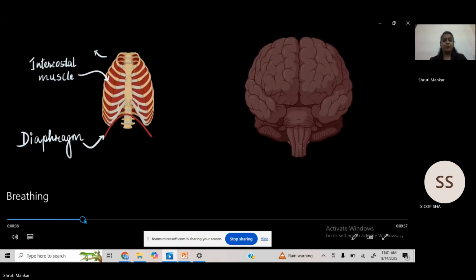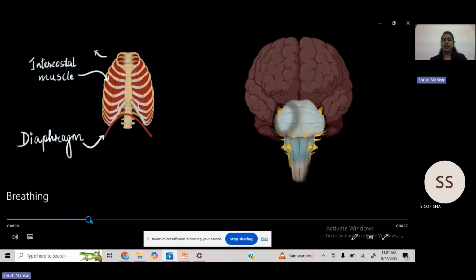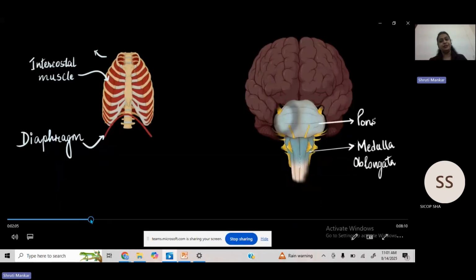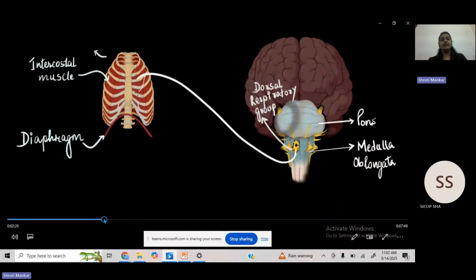So, if you can see here in the image, the highlighted part is your pons and the medulla. Now, there is a group of neurons located in the medulla oblongata known as the dorsal respiratory group neurons. Okay? These neurons send impulses to the intercostals and the diaphragm via the intercostal and the phrenic nerve. We know that the phrenic nerve is the one that innervates your diaphragm.